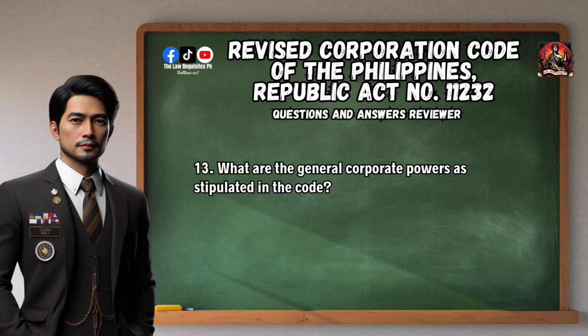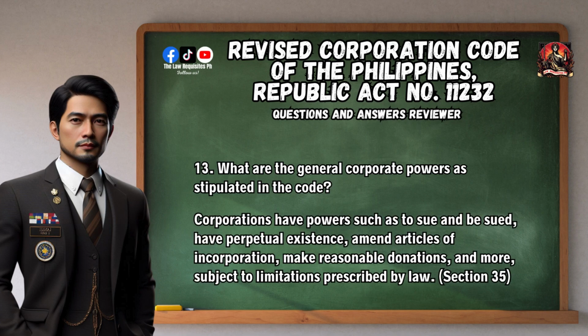13. What are the general corporate powers as stipulated in the Code? Corporations have powers such as to sue and be sued, have perpetual existence, amend articles of incorporation, make reasonable donations, and more, subject to limitations prescribed by law. Section 35.